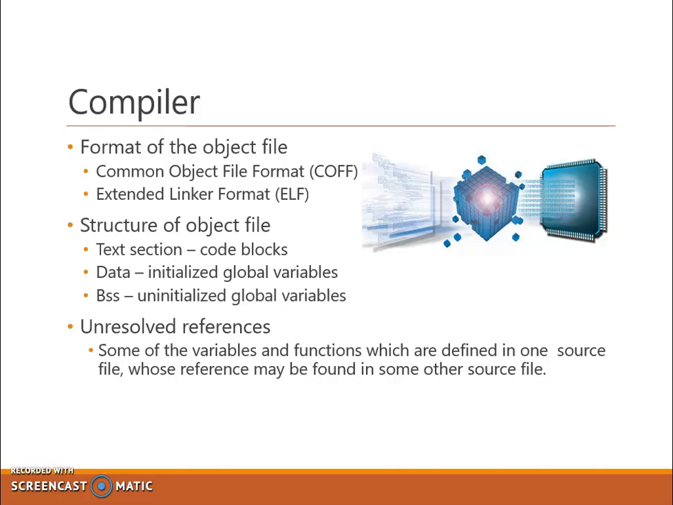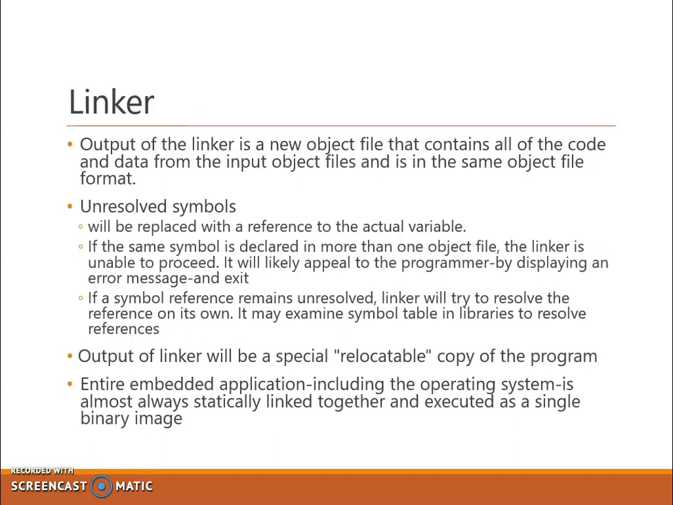Now the next point is unresolved references. As you know, we are using multiple source files. Sometimes we may declare a variable or function in one source file, but it is used in some other source file. In this case, it is called an unresolved reference. Some of the variables and functions which are defined in one source file, whose reference may be found in some other source file, that is called an unresolved reference. So this is what the compiler means.